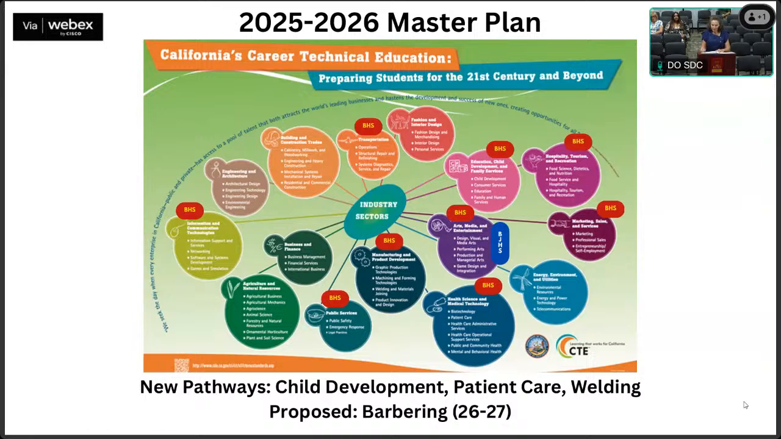BHS is currently planning to develop a barbering pathway as early as the upcoming school year. With state licensing, there will be additional requirements with some high hurdles to jump to provide a high quality environment. But nonetheless, the barbering pathway offers some unique opportunities to support our community.